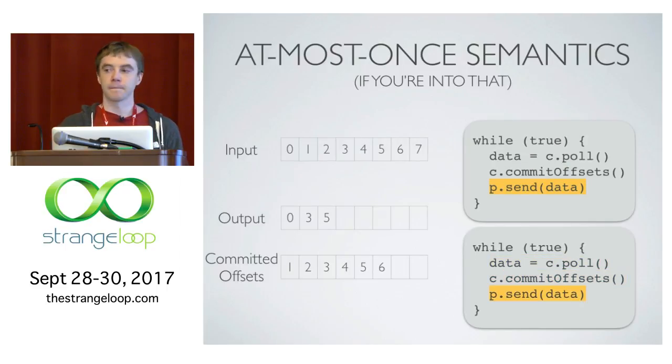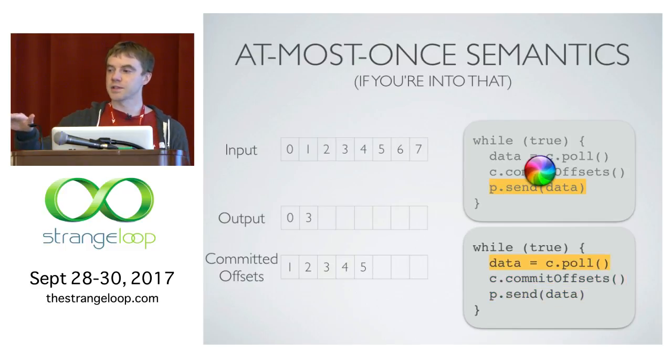Does it have to fail earlier than that before you commit your offsets? Let's save the question for the end, please.